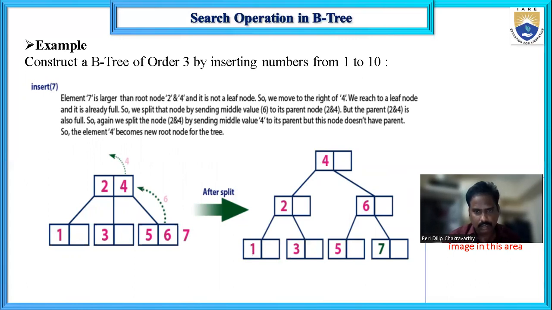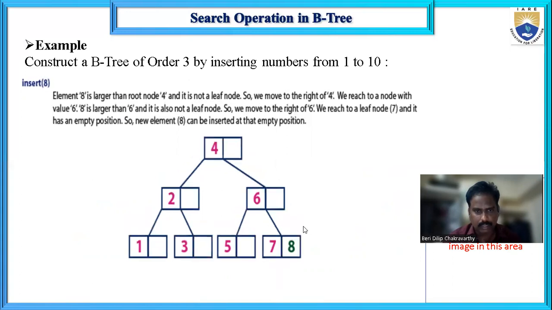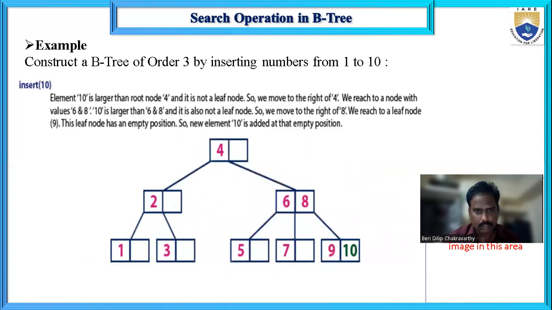Now insert 8. There is no problem, we can directly insert 8, as there is space. Now if you try to insert 9, again there is a problem. It is already full. I'll be sending 8 up here, giving 6, 8, and 10 comes here. So in this way, I'm going to insert my elements and construct my B tree of order 3.